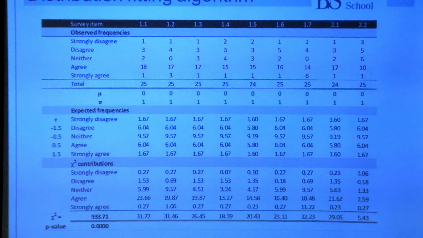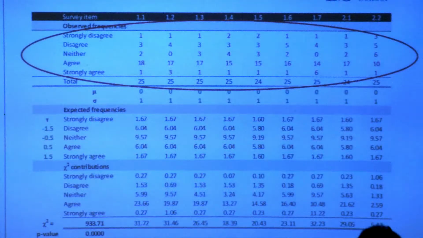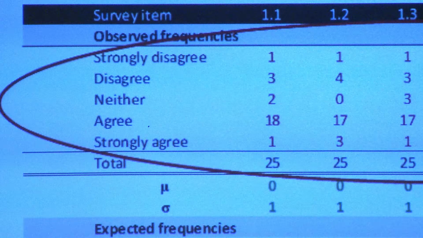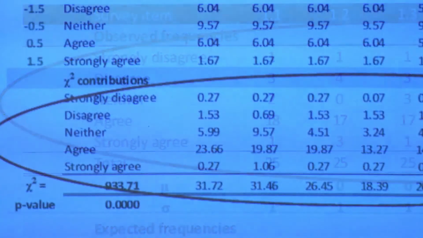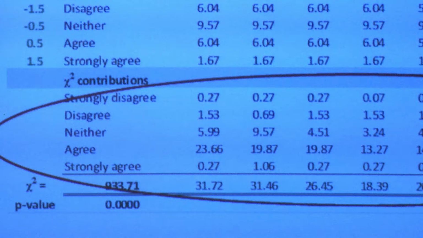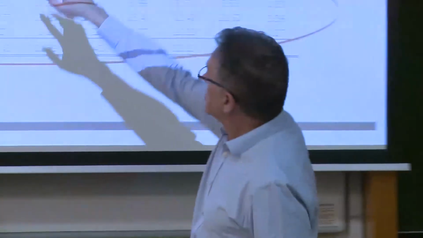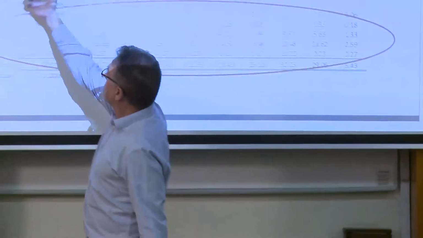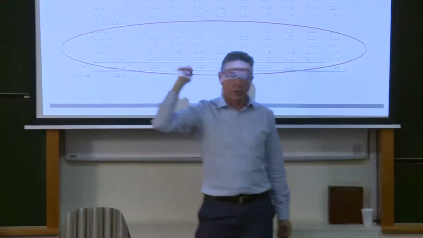Up there at the top we've got our actual observed frequencies. So that's what came out of our data. Then I've got my expected frequencies. There's a whole lot of Excel formulae in there based on the normal distribution. There are the chi-squared values for each of the cells adding up to 933, the total chi-squared. And notice that all of my means and standard deviations are 0 and 1 respectively, and I've just got arbitrary values here for my thresholds.